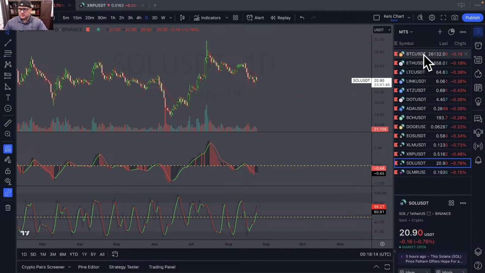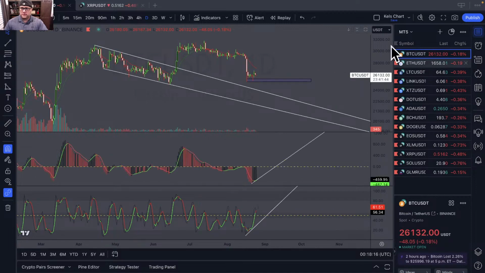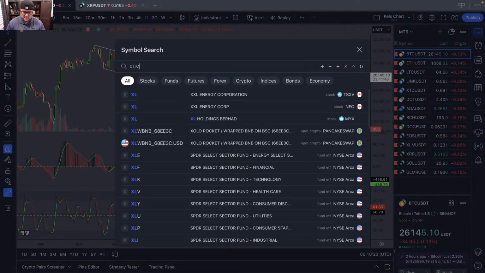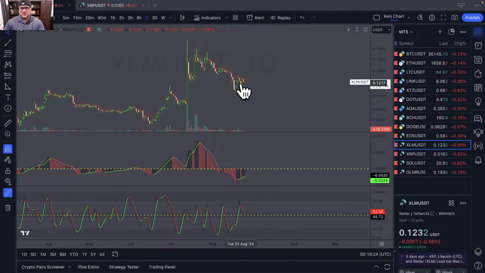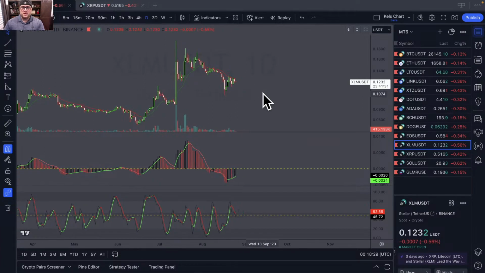Let's see. Back to Bitcoin. Let's see. XLM. Here's XLM. See, this is what we want right here. This is the prime trading right here.